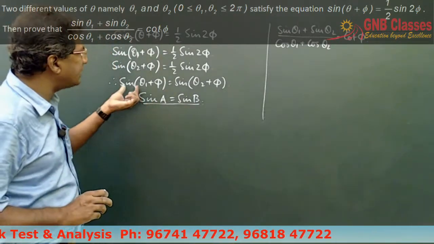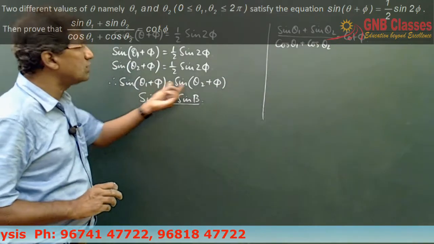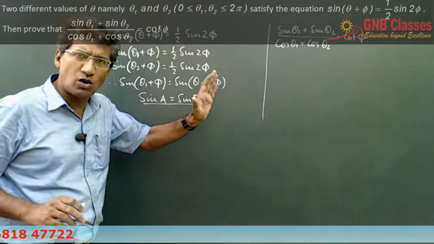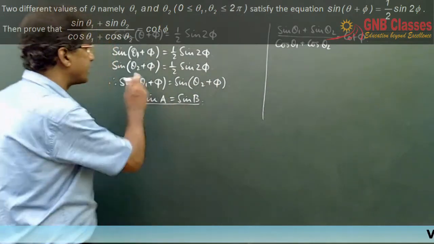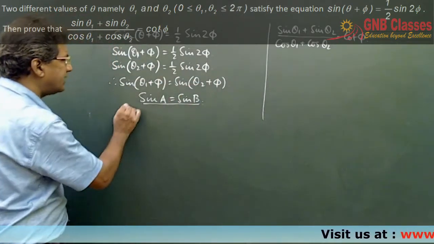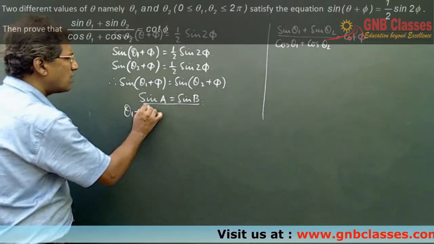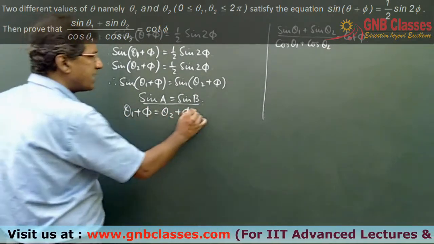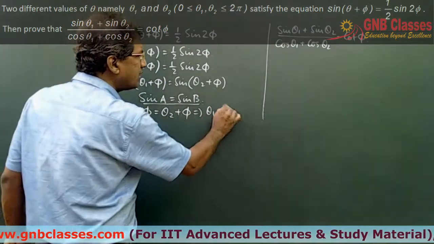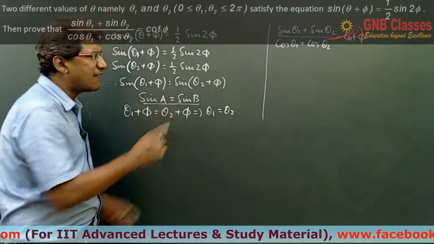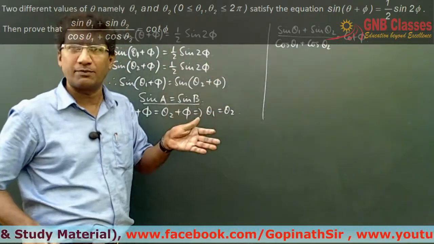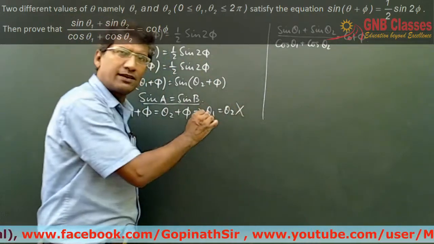So sin(θ1 + φ) equals sin(θ2 + φ). This can happen if either it is in the first quadrant or in the second quadrant. Let us assume that it is in the first quadrant. Then we will have θ1 + φ equals θ2 + φ, right? So from here we are getting θ1 equals θ2. But they have said that θ1 and θ2 are two different values of θ, so this value we cannot take.